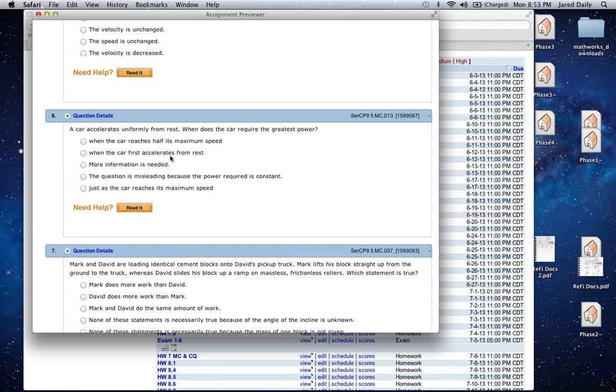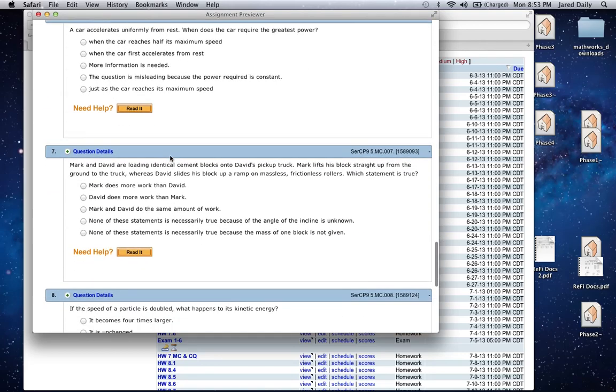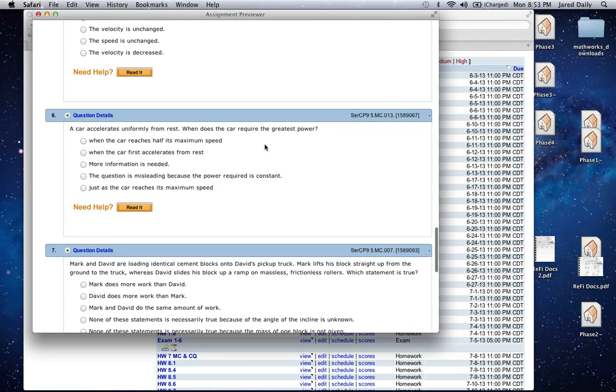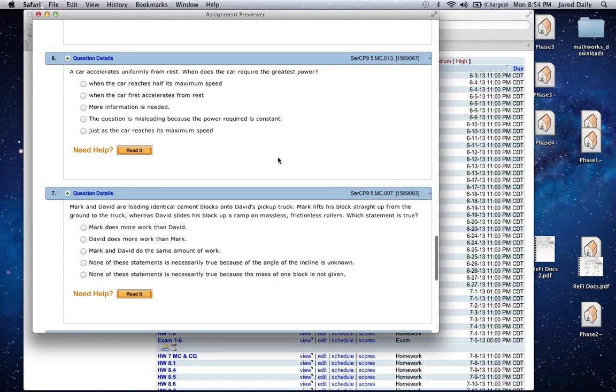A car accelerates uniformly from rest. When does the car require the greatest power? You have to think of it as when does it require the greatest force, really, or over the greatest distance, because force times distance is work, is energy. And you also have to think of it in terms of time, because power is work over time. So it's an inverse relationship with time. The longer the time that it's receiving force, the lower the power for that same force. So you've got a direct relationship with force and distance, an inverse relationship with time, to get greatest power.